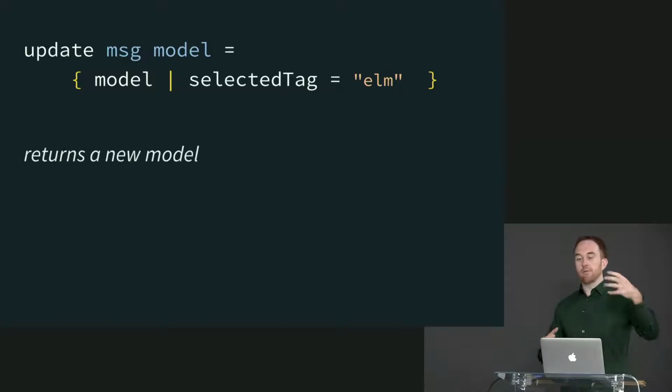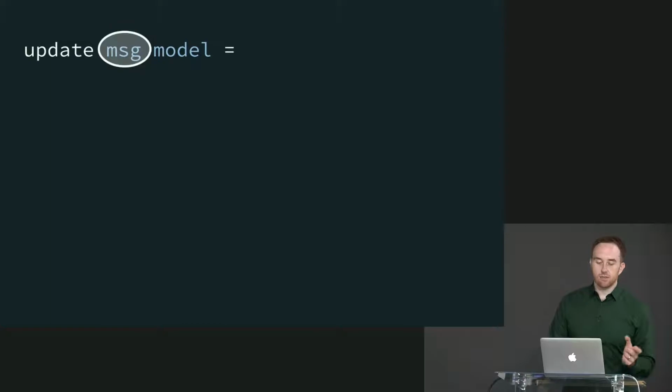So whereas View's job was to return a description of how the page should look, update's job is to transition between application states. It's to say, we started off with this state, but based on what most recently happened in terms of user interaction or something else, now we want to transition to this new state. And the way that it does that is it just returns what the new application state ought to be. Message is sort of the way that it knows what to transition to.